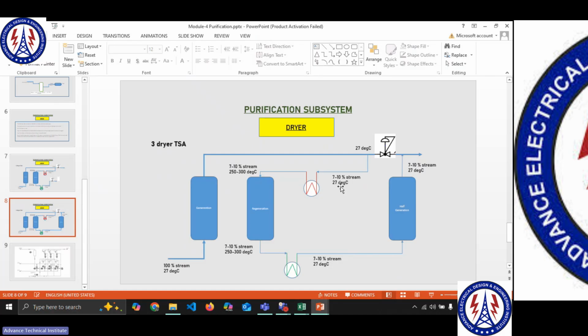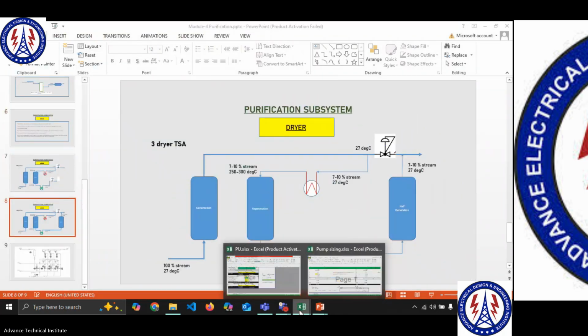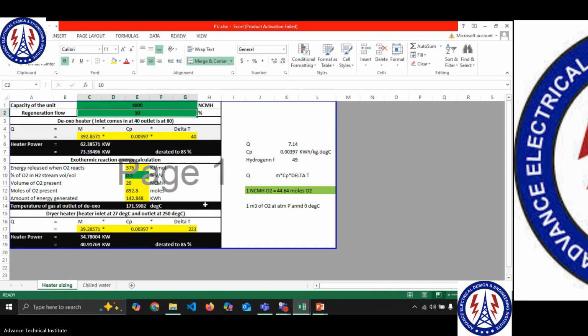Purification units: I only take 10% of the stream. If the size of the particular purification unit is 4000 nm cube, I take only 400 nm cube. And I have to raise the temperature from 27 degrees Celsius to 300 degrees Celsius. I know the delta T, I know the Cp, I know the M. So I will get Q. Are you getting me? Yes.